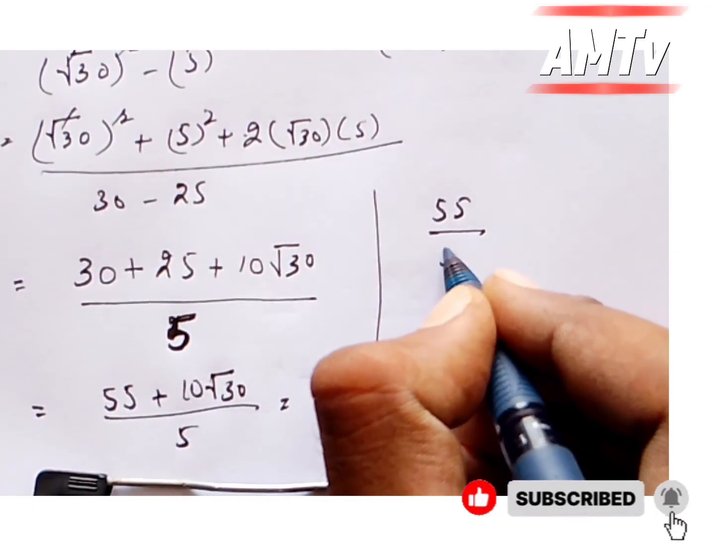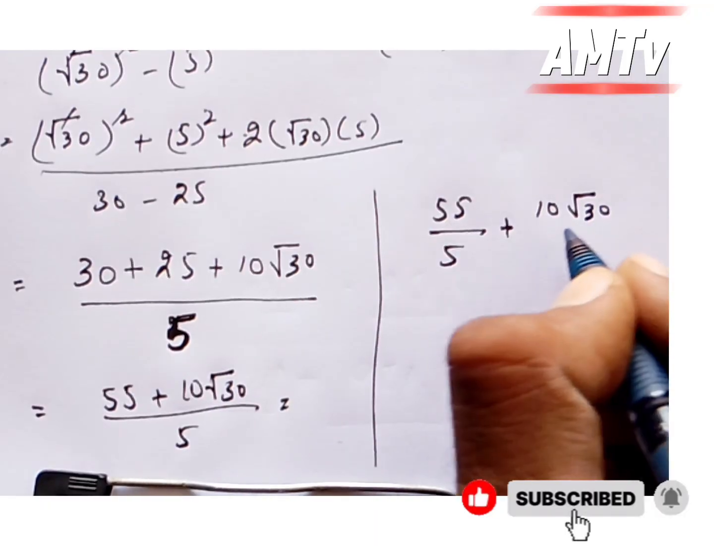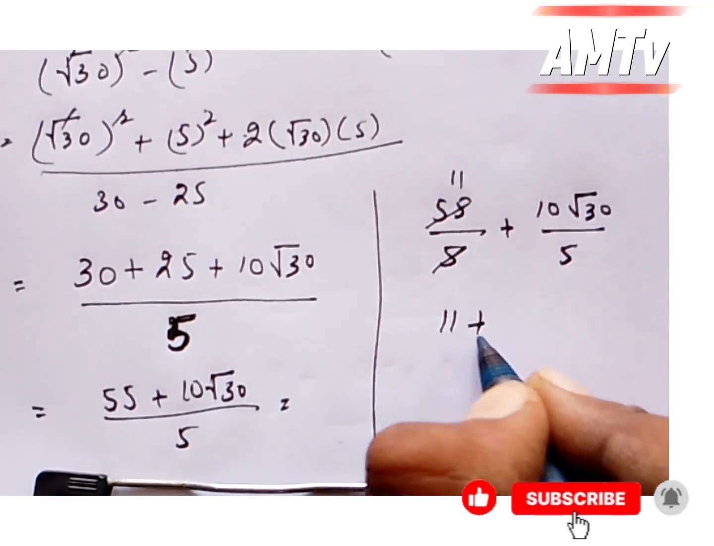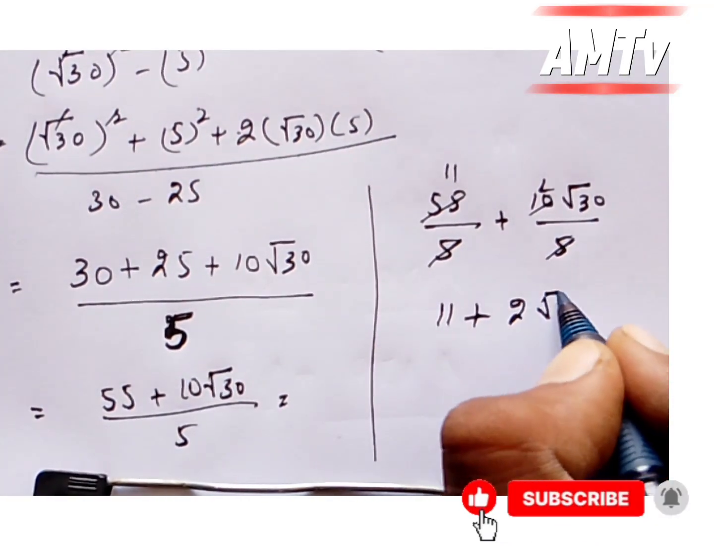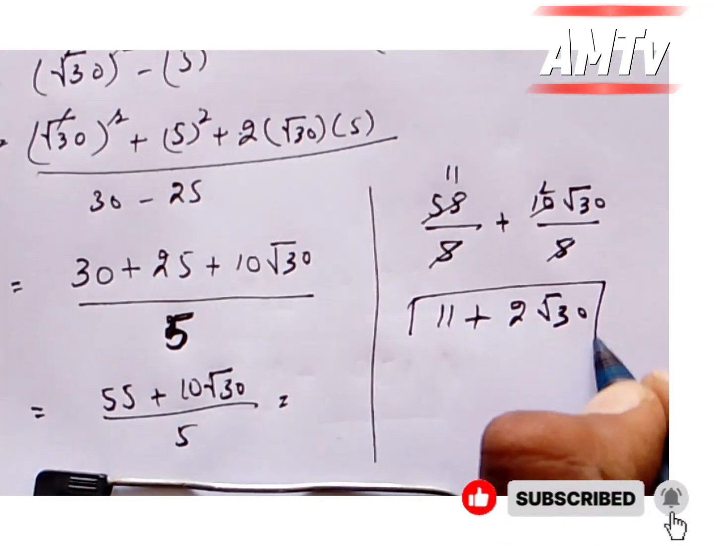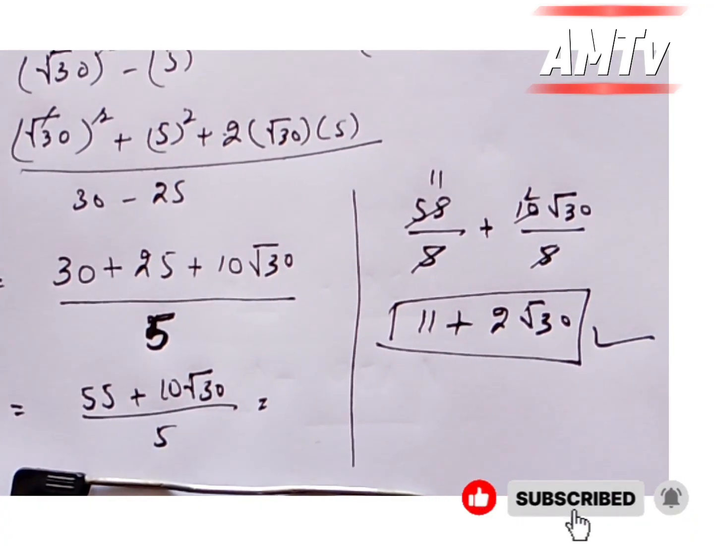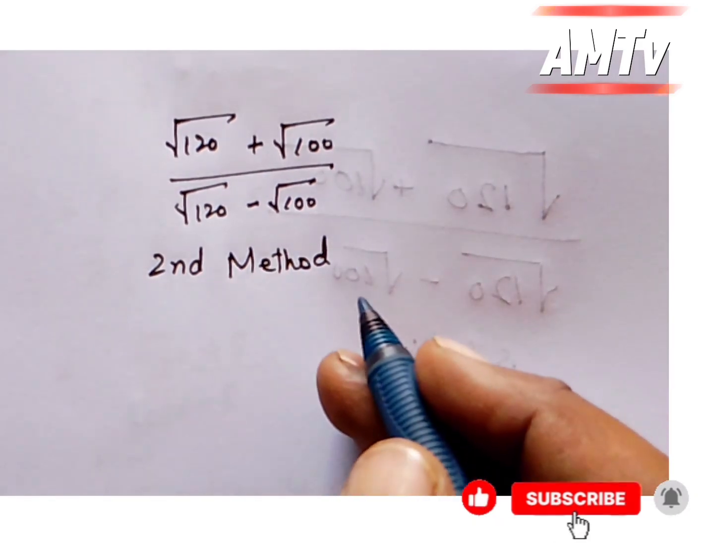55 by 5 plus 10 root 30 by 5. 5 elevens are 55, so 11, plus 5 twos are 10, so 2 root 30. 11 plus 2 root 30 is the answer by the first method. Now we use the second method to solve this.